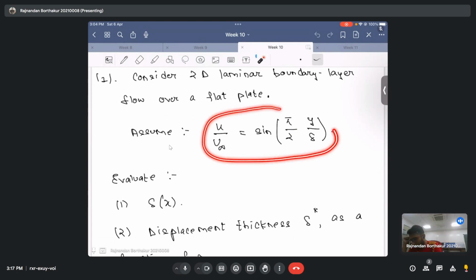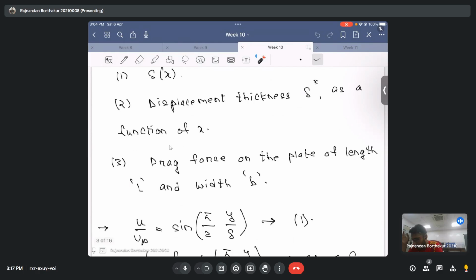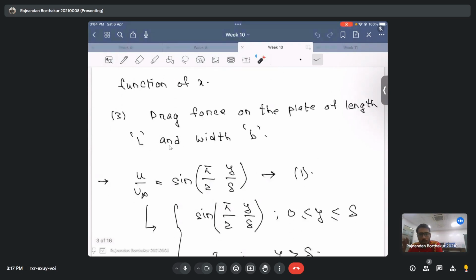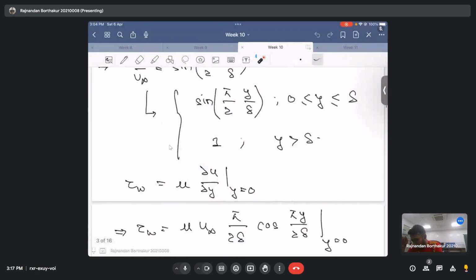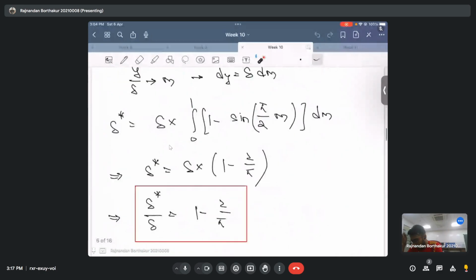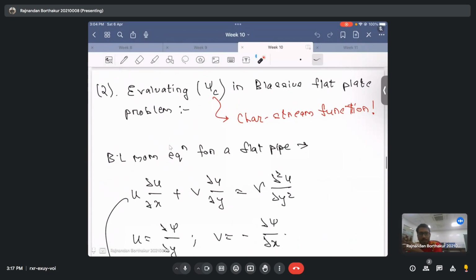So for instance, we looked into a problem where the velocity profile was a sinusoidal function of y by delta, and then we evaluated what would be the boundary layer thickness by following the momentum integral approach, and then evaluated the displacement thickness and the drag force on a plate of width d and length l. And we looked into something known as the coefficient of drag, and then we evaluated the drag force basically.